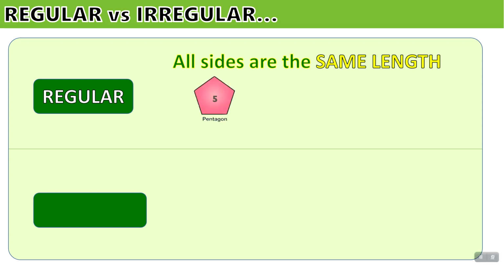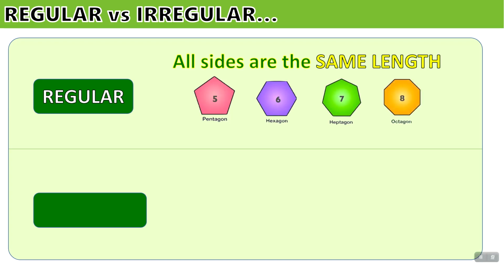And so here's a pentagon. Every side is the same length. And this is how a regular pentagon looks. Here is a hexagon, a regular hexagon, because all of the sides are the same length. Here is a regular heptagon, a 7-sided shape. All sides are the same length. And here is a regular octagon. All 8 sides are the same length.